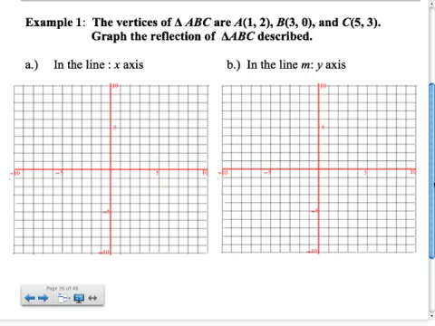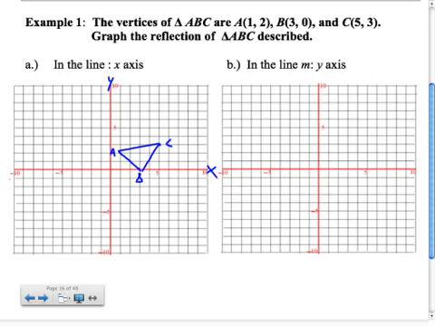The first thing we're going to do is graph the figure. I have (1, 2), (3, 0), and (5, 3). So here's A, B, and C, and there's my triangle. Now I have to reflect it in the x-axis, in other words, over the x-axis. These axes aren't marked, so we should probably mark them. So we have the x and the y-axis.